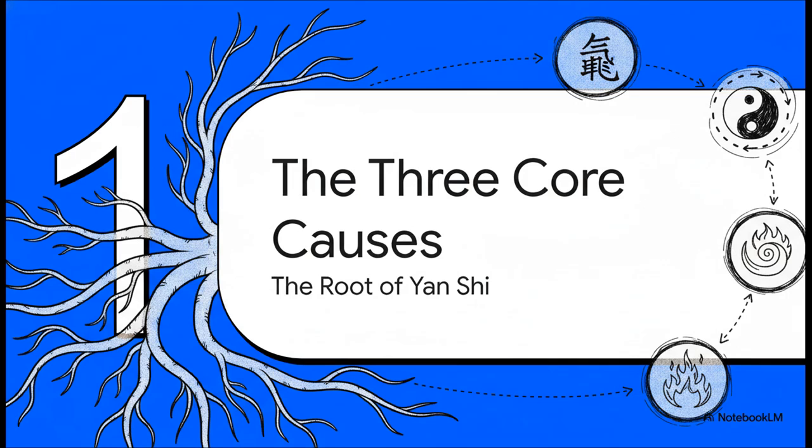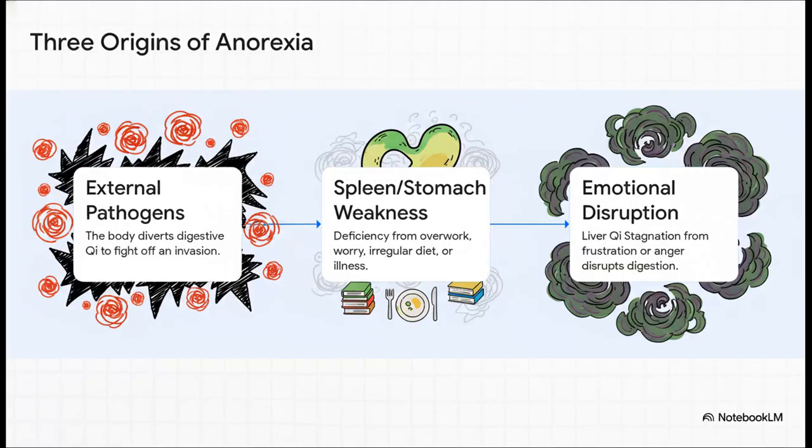Before we even start memorizing patterns, we need to understand the 3 fundamental ways that digestion can go off the rails. If you can grasp these, telling the patterns apart becomes so much easier. So the crucial takeaway is that a loss of appetite really comes from one of 3 places. First, you've got an external pathogenic attack. The body literally shuts down digestion to focus all its qi on fighting off the bug. Second, you can have a core deficiency of the spleen and stomach from stuff like overwork or a bad diet. And third, emotional disruption, where liver qi stagnation just gums up the whole system. Keep these 3 buckets in mind as we go.